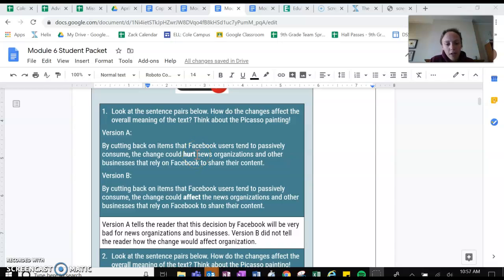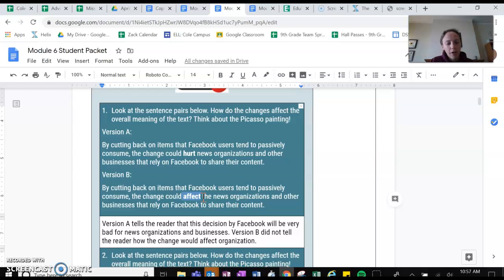So for this first example that I did for you, the only change was hurt and affect. But look at my answer. Version A tells the reader that this decision by Facebook will be very bad for news organizations and businesses because it uses the word hurt. Version B did not tell the reader how the change would affect organizations. It's not specific. But notice how much detail I went into about what those words mean. This is that last step of, if the author changed one thing, how would the understanding of that be different? Why is the author using that vocabulary?